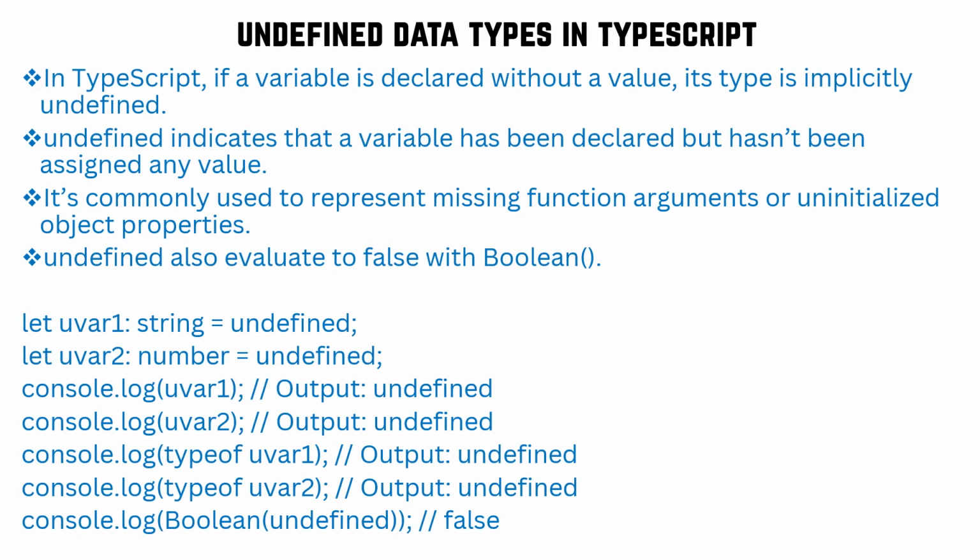We already discussed, right? Whenever you are just creating a variable without any value, that is called undefined. It means there is no definition, though you are typing the data type, but still it's not defined. Otherwise, you can also make the value undefined. So in TypeScript, if a variable is declared without a value, its type is implicitly undefined. Undefined indicates that the variable has been declared but has not been assigned any value. It is commonly used to represent missing function arguments or uninitialized object properties. Undefined also evaluates to false in Boolean.